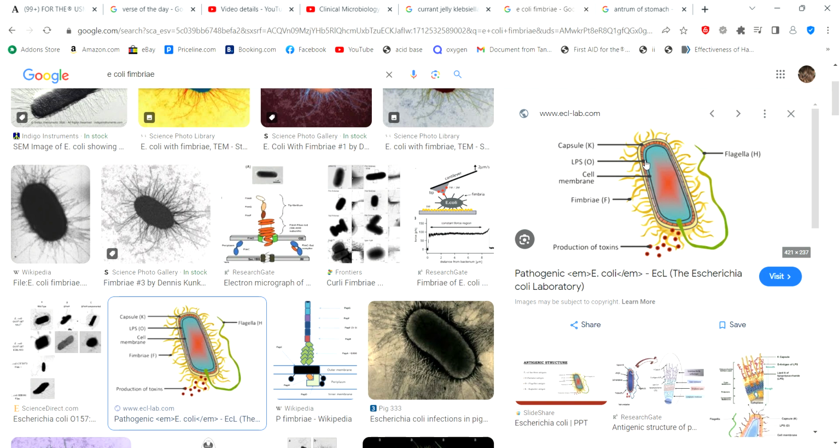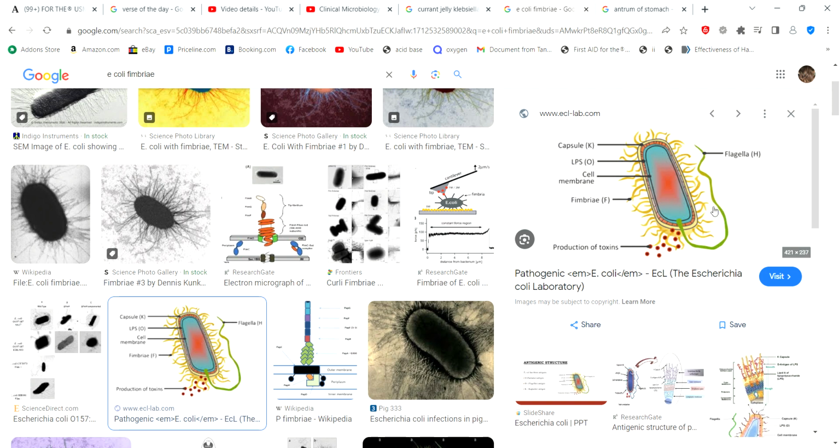LPS, which is lipopolysaccharide, is the major component of the outer leaflet of the outer membrane of the gram-negative bacteria. So it is the outer component. See this? It is the outer component of the outer leaflet of the gram-negative bacteria. So first we have the K capsule, then you have the LPS, which is right underneath the K capsule, so the LPS is right between the K capsule and the cell membrane.